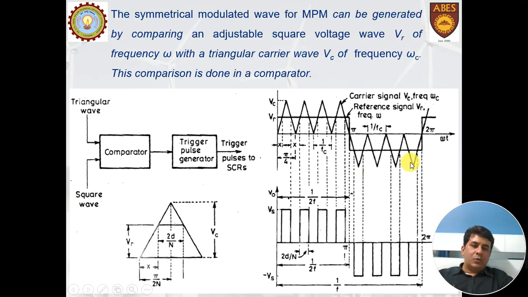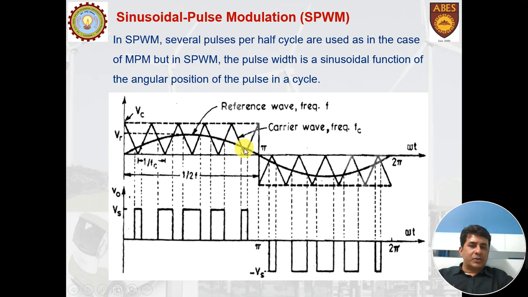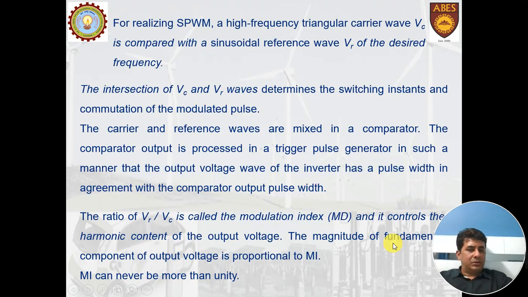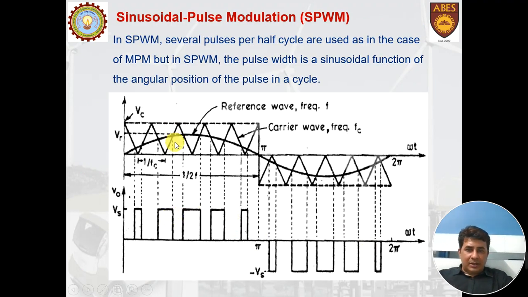Here we compared a triangular wave with the square wave. Instead of a square wave, if we compare this triangular wave with a sinusoidal wave, we will get this type of pulses at the output. And by getting such pulses at the output, we find that the harmonics are further reduced. By using sinusoidal pulse modulation, you can further reduce the lower order harmonics, and you can increase the amplitude of the higher order harmonics, and then you further can filter it easily.